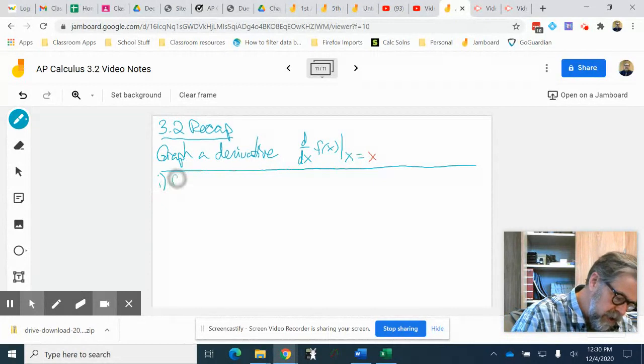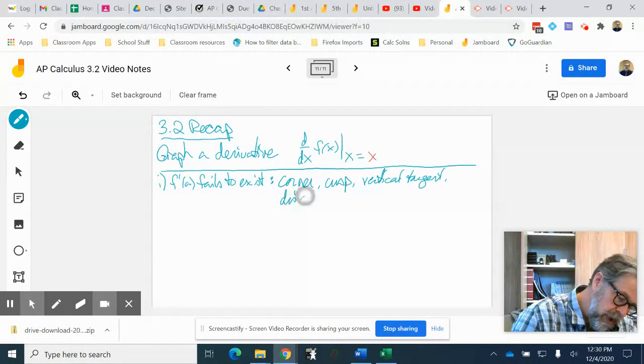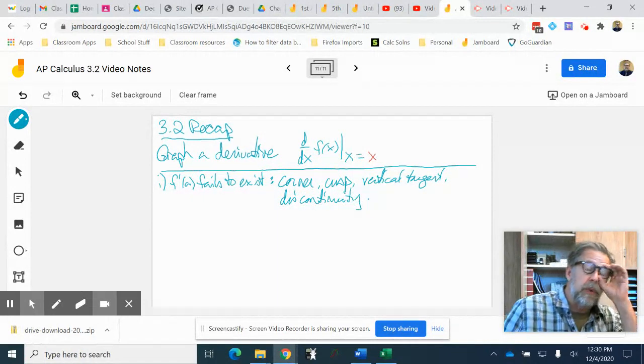One, you need to know the circumstances under which a derivative fails to exist. We could have a corner. We could have a cusp. We could have a vertical tangent. And we could have a discontinuity. Those are the four possible times when functions can fail to have a derivative.